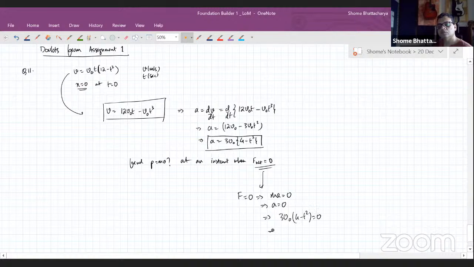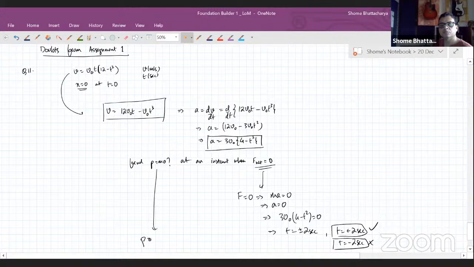So this should be 0. This will give us in general t equal to plus or minus 2 seconds, but here we'll take only t equal to plus 2 seconds, because t equal to minus 2 seconds does not make sense. We don't take time as a negative value, so we'll cross that out. Only take t as plus 2 seconds. So now we have to find the momentum at t equal to 2 seconds.